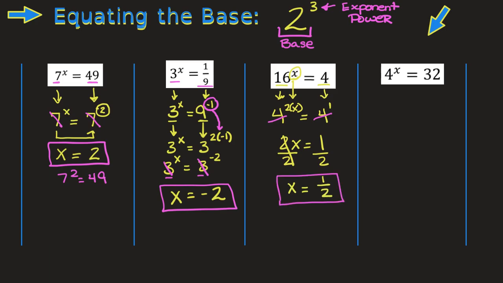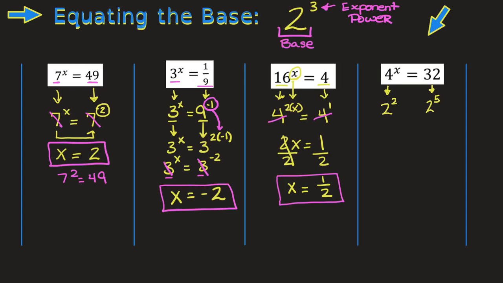In our last example, 4x equals 32, we're going to take a different approach. There's not a common base that's visible to us right now. You can't change the 32 to have a base of 4. It doesn't mathematically work out. So what we're going to do is change both of these terms to have a matching base. And we're going to use 2 because we know that 2 squared gives us the 4. And we know that 2 to the 5th power gives us the 32.